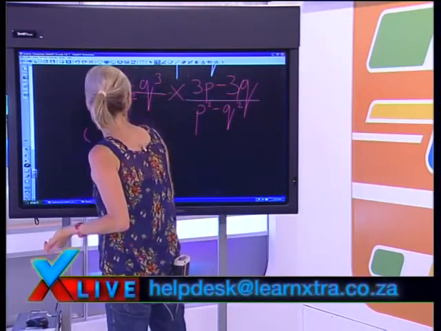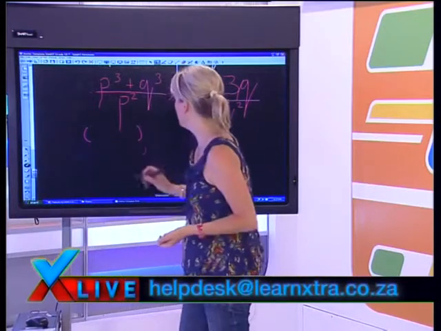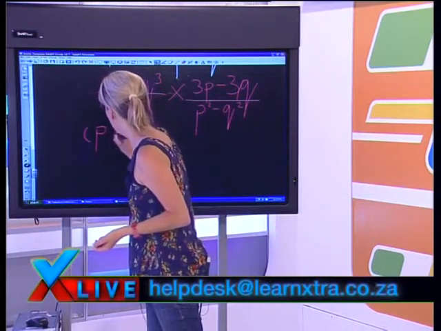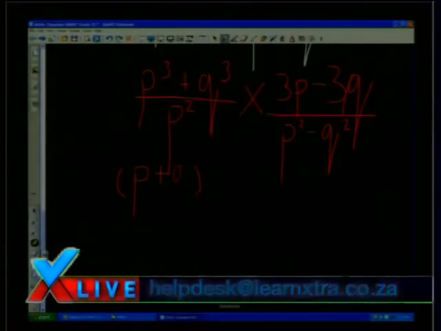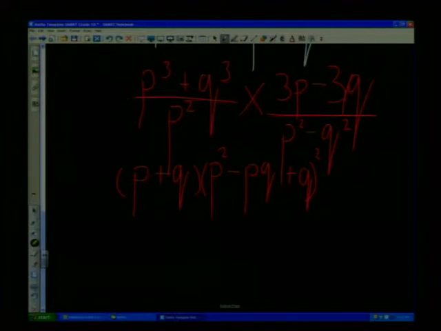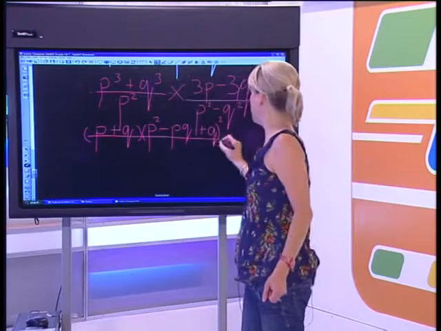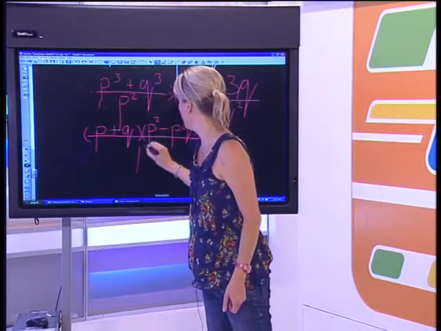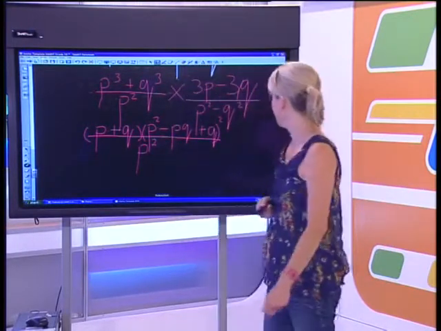Right, so let's carry on and have a look at our first bracket. My first bracket will be p plus q. Then I have to write a larger bracket, which is all very fine. That is going to be p squared minus pq plus q squared. Right, so I have now dealt with the numerator over here. There's nothing I can do at this stage about the p squared, so I just leave it like it is.